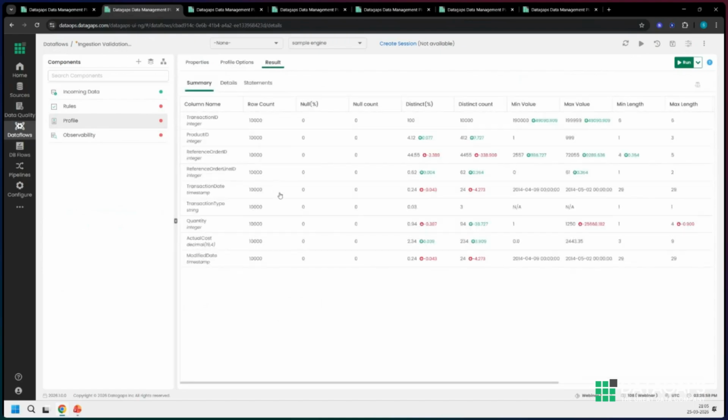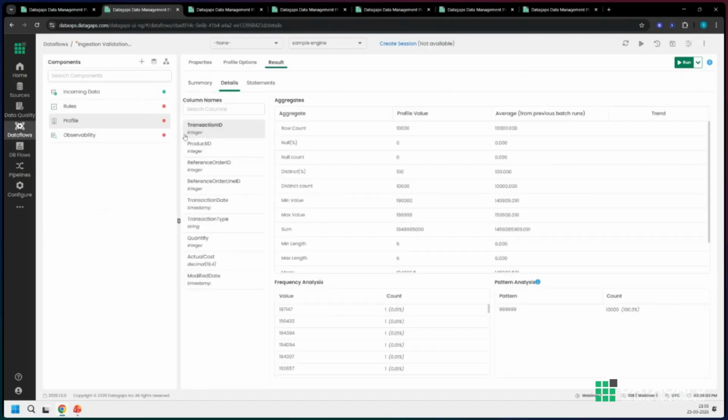This includes the null percentages, the distinct percentages, min-max values, averages, as well as the patterns seen. For example, in this use case, I see transaction type is S, W, and for some of them, P is a value that comes up.